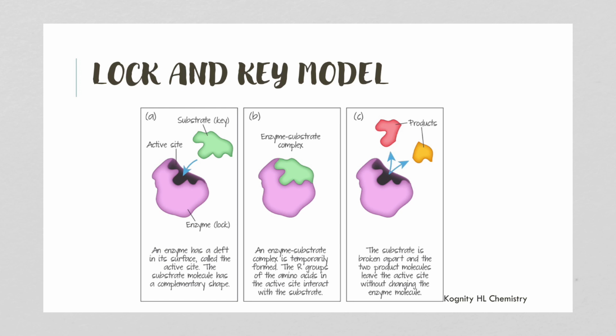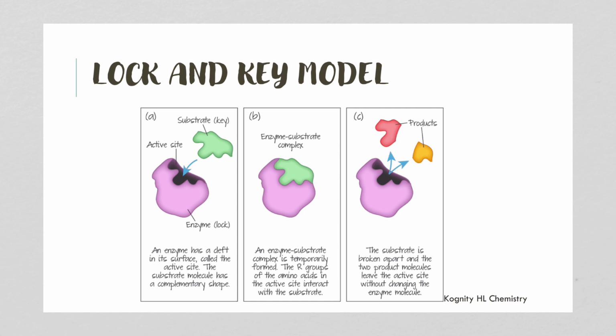So we're not going to take a long time writing about the lock and key and induced fit models because we learned about them in biology. But if you remember, there's two different models that we use to explain how enzymes work. The first one was the lock and key model. We say the enzyme is the lock, the substrate is the key, and the active site is where the key fits into the lock.